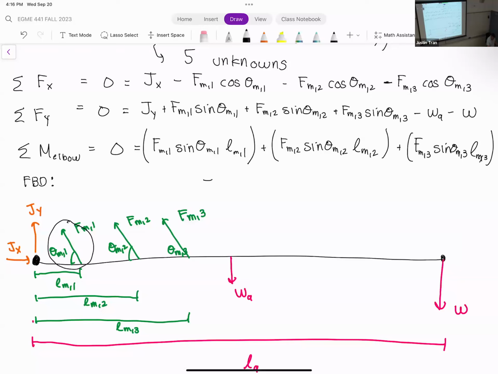All right. And then we have the moments due to the two weights. So we have WA, LA divided by 2. WA is already acting in the direction that's perpendicular to the line of action, so we don't have to multiply by any sine or cosine. We just have to multiply by its distance. We have WA times LA divided by 2.